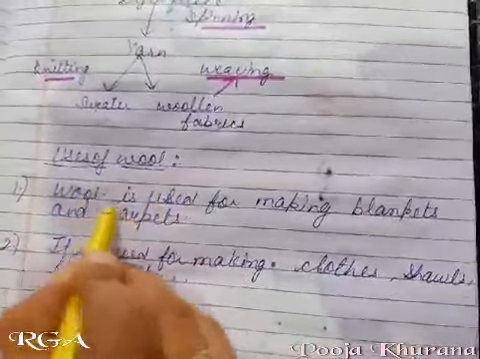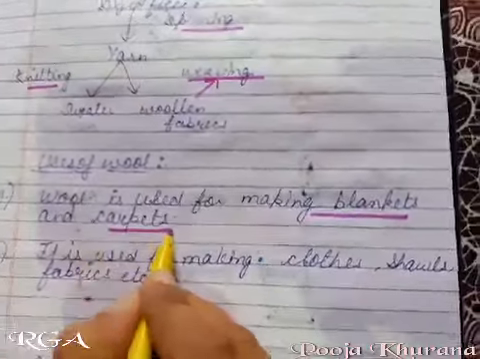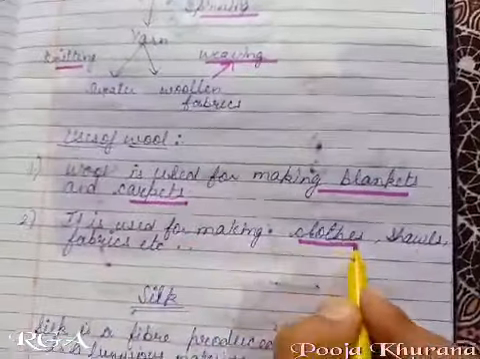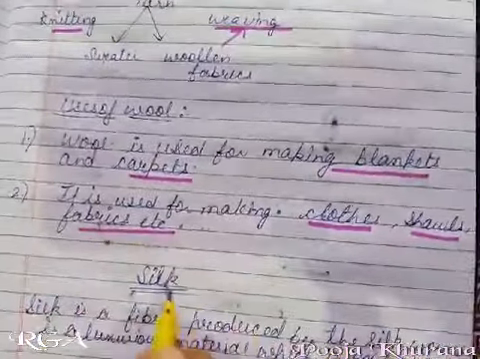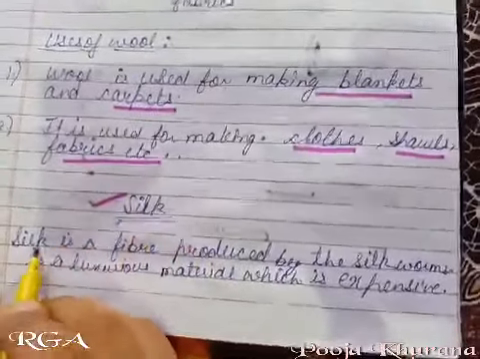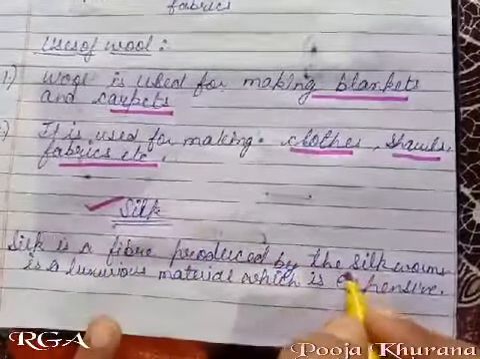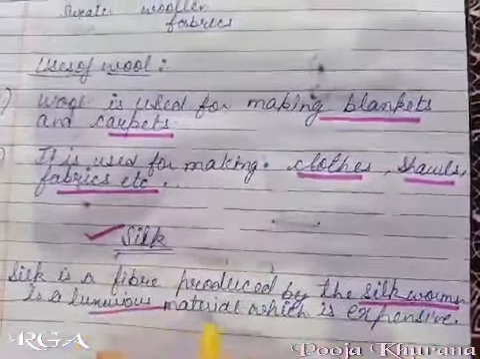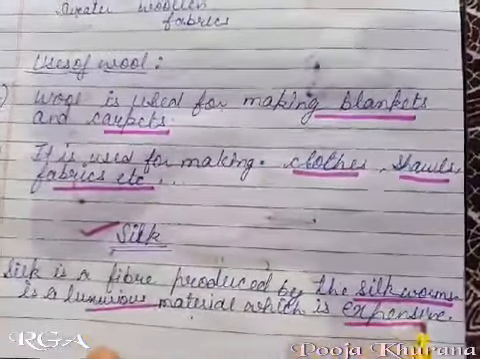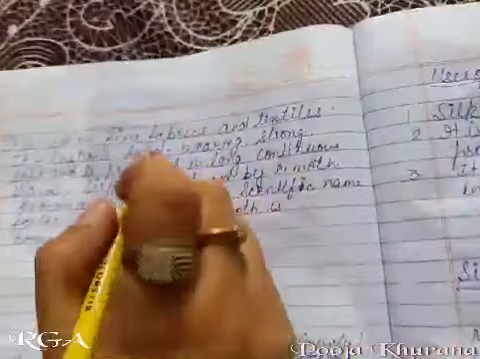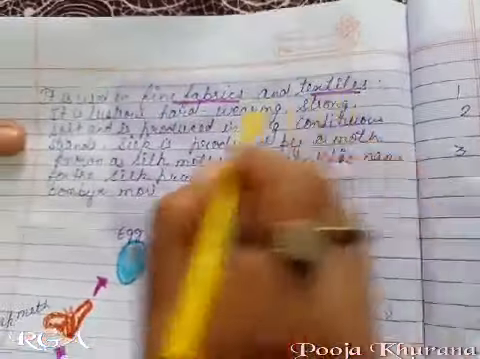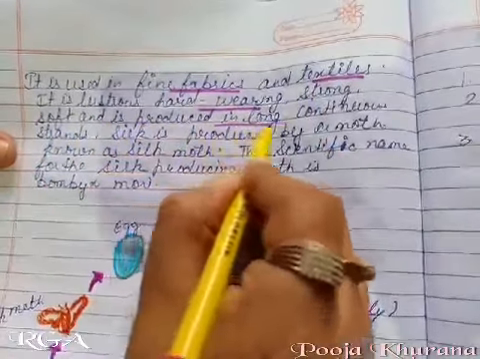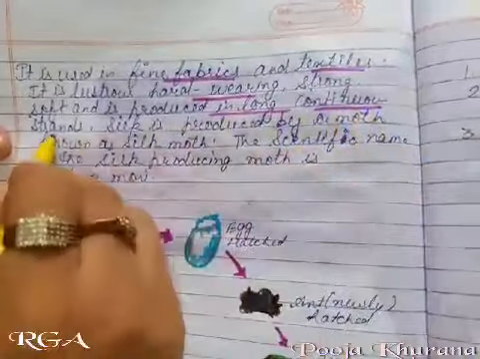Uses of wool. Wool is used for making blankets and carpets. It is used for making clothes, shawls, fabrics, etc. And next, silk. Silk is a fiber produced by the silkworm. It is a luxurious material which is expensive. It is used in fine fabrics and textiles. It is lustrous, hard-wearing, strong, soft and is produced in long continuous strands.